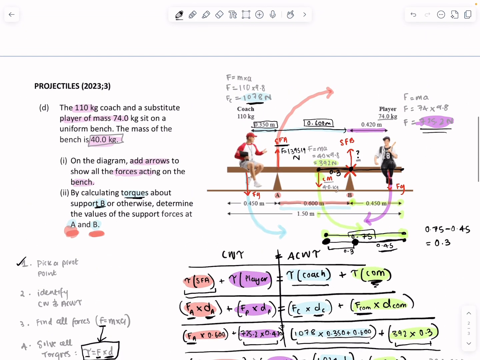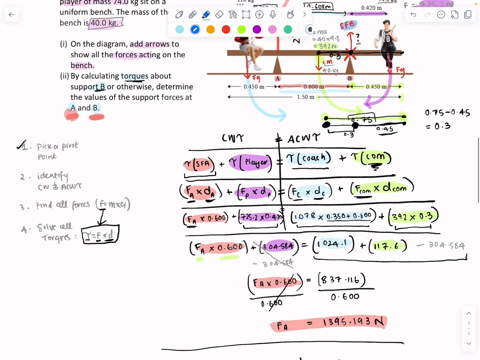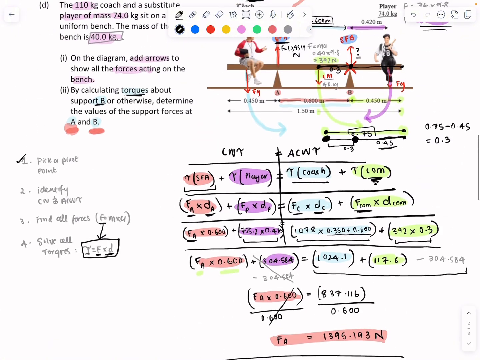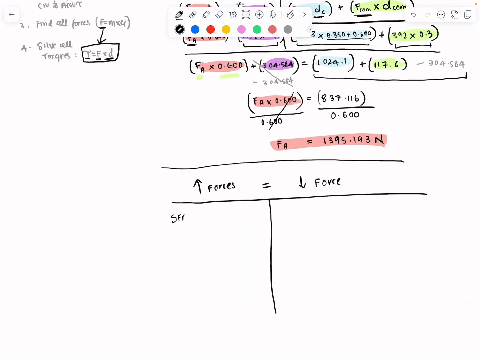So if we go back to the diagram, we notice that one of the upwards forces, let me pick a different highlighter. One of the upwards forces is our support force A. Another upwards force is support force B. Are there any other upward forces? Not that I can see. So now we can add that to our little table. So support force A plus support force B.